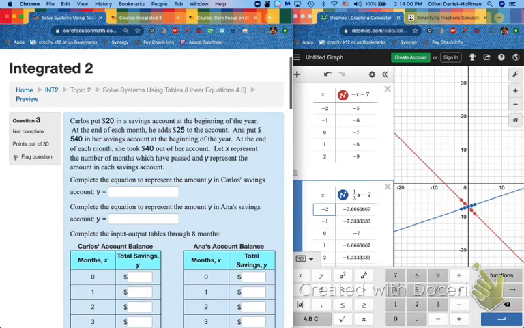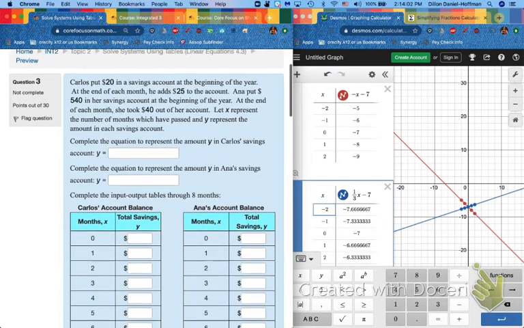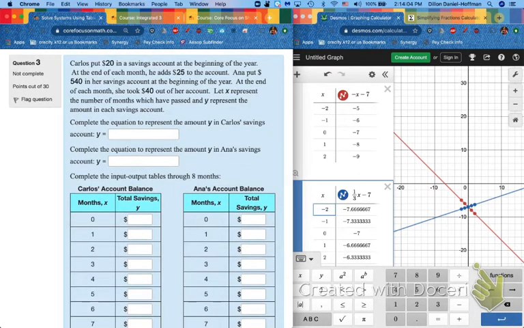All right, number 3 does not have decimals, but it is quite long. It's a word problem. Now you're going to have a separate number than me, but a similar problem. I've got $20. Carlos put $20 in a savings account at the beginning of the year. At the end of each month, he adds $25 to the account. Anna put $540 in her savings account at the beginning of the year. At the end of each month, she took $40 out of her account.